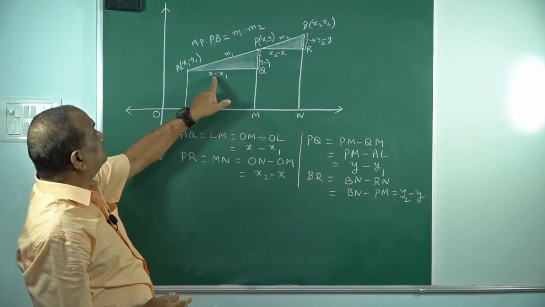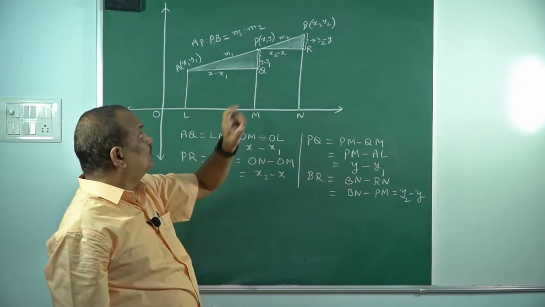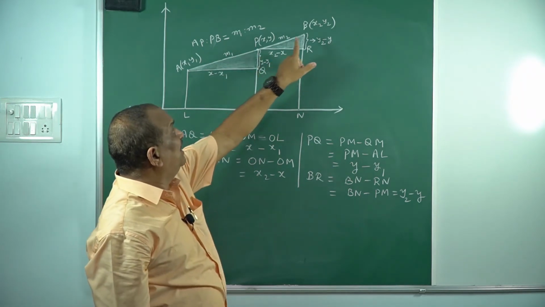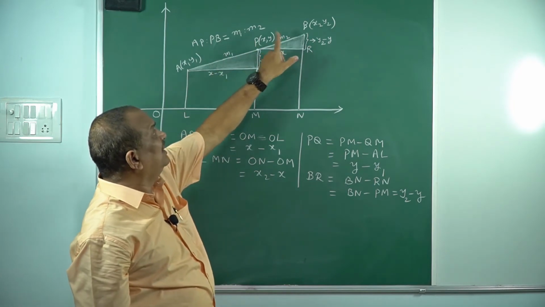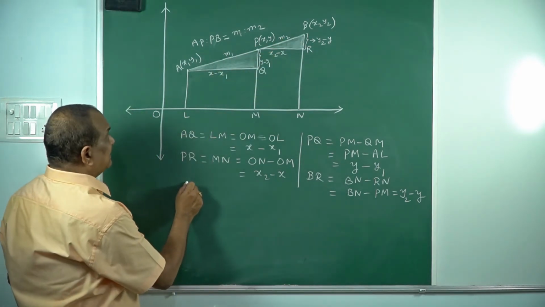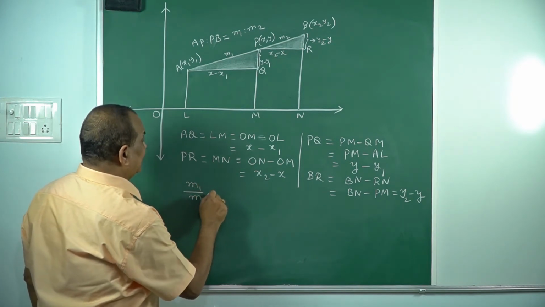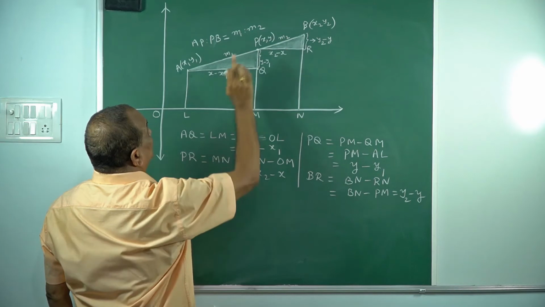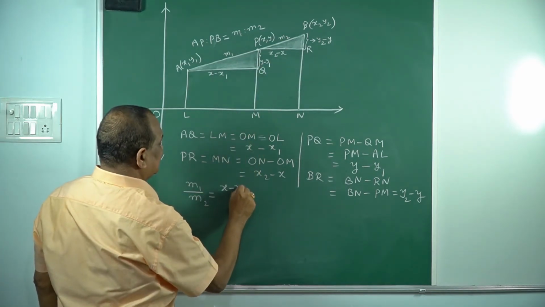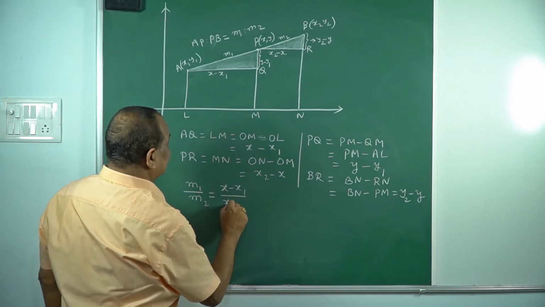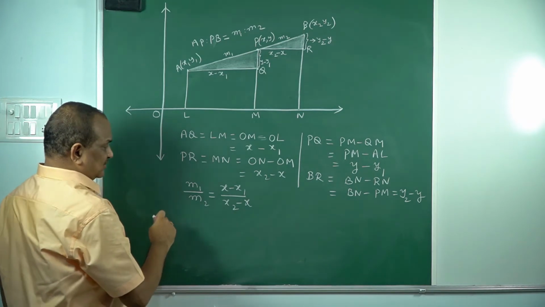x minus x1 by x2 minus x is equal to y minus y1 by y2 minus y is equal to m1 on m2. I repeat, m1 on m2 is equal to x minus x1 by x2 minus x. Let us simplify this part first, of course.